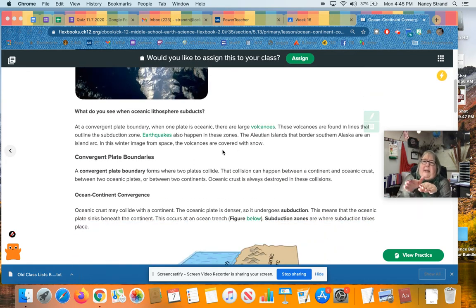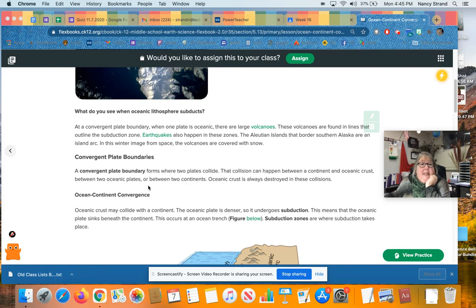Now, it kind of makes sense that we would have volcanoes happen where literally the plates are squishing the stuffing right out of the earth. That stuffing, kids, is that hot molten lava. Okay.